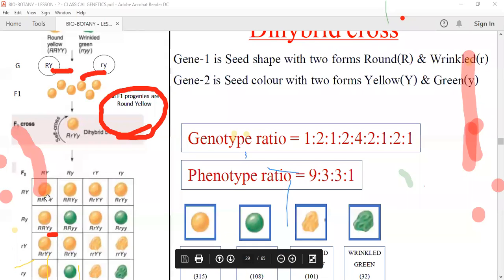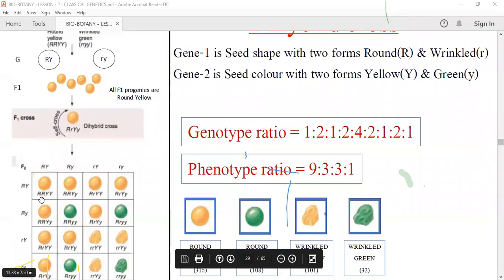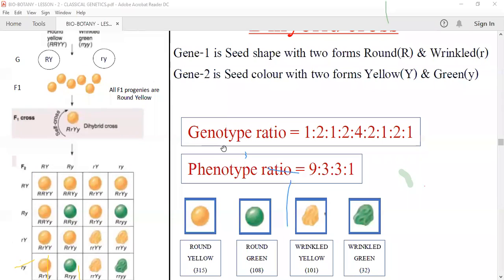So here you can get the phenotypic ratio. How many round yellow are there? You can see 9 round yellow, and then 3 round green, 1, 2, and 3, and then wrinkled yellow, 1, 2, and 3, and then wrinkled green, here it is 1. Okay, so together you are getting the phenotypic ratio 9 is to 3 is to 3 is to 1. The genotypic ratio is 1 is to 2 is to 1 is to 2 is to 4 is to 2 is to 1 is to 2 is to 1.